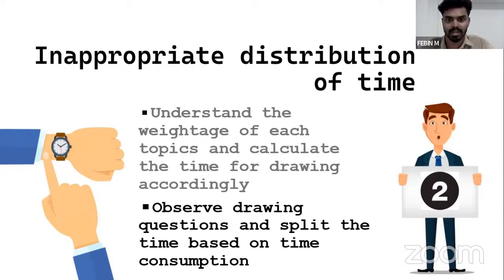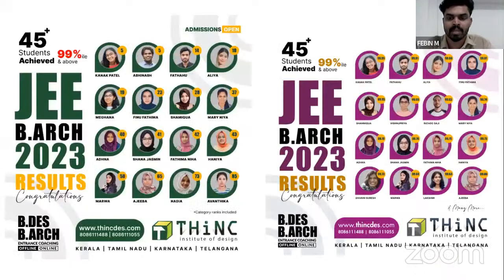That shouldn't be equal; it won't always be equal. Like, I'm giving 1 hour for drawing, and in that 1 hour, 30 minutes is for 2D composition, 30 minutes is for rendering and proportionate drawing. It's not like that. It varies. With proper practice or proper guidance, you can easily identify from the question that this question carries this much time. So that is very important: time management.